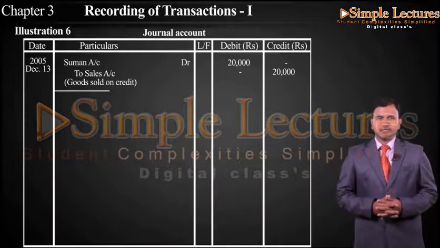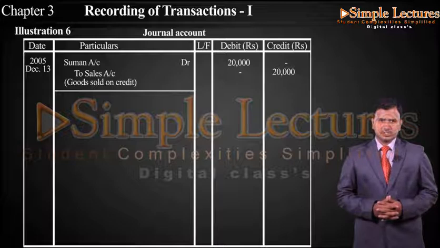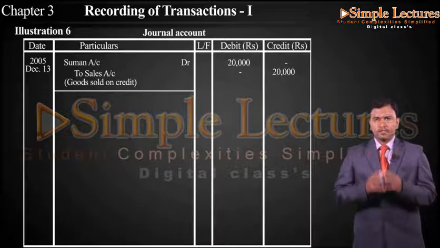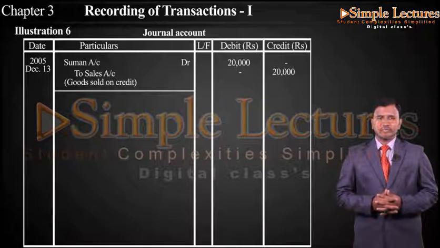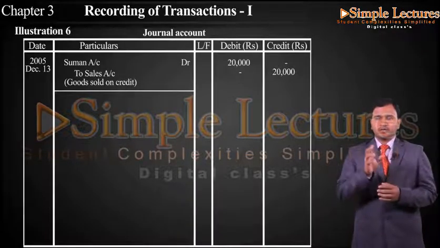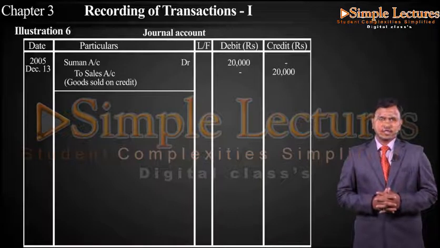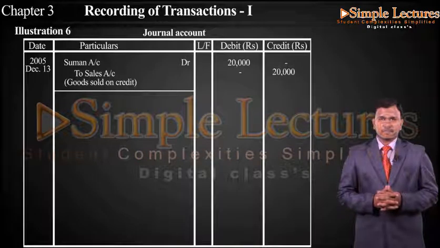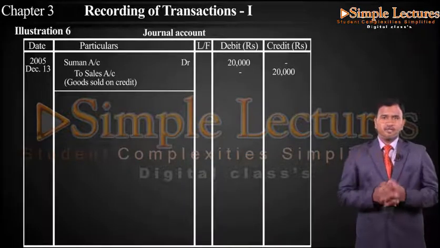Next transaction we have on December 16th. Received cheque from Suman, 19,500 and allowed a discount of rupees 500. So, we are receiving cash of rupees 19,500, in the sense we are receiving a cheque of rupees 19,500, and we are allowing a discount of rupees 500. So, here the receiver will be debited.